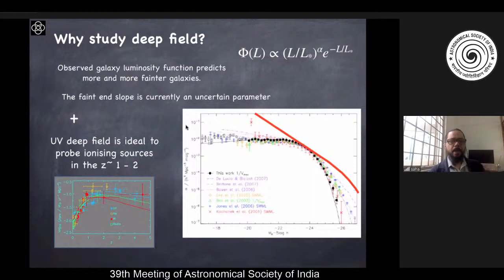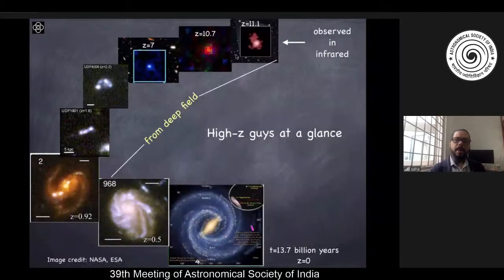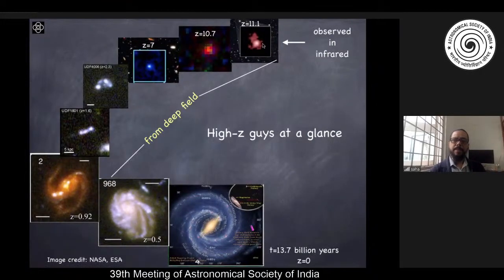And then the UV deep field is particularly ideal, because a deep field in far ultraviolet is basically ideal for probing ionizing sources in the redshift range between 1 to 2, which I will explain as we move on. Okay, so these are the 2 main motivations that we would like to pursue. And these are some of the high redshift galaxies, at redshift 11.1, 10, and 7. These are all from the Hubble deep field.